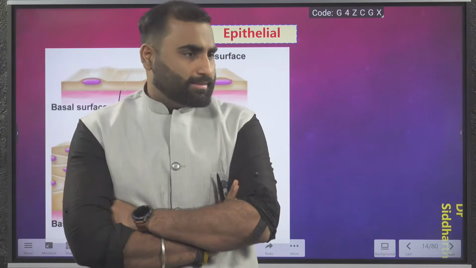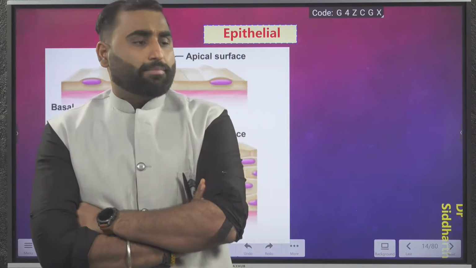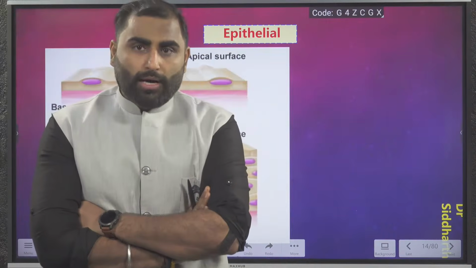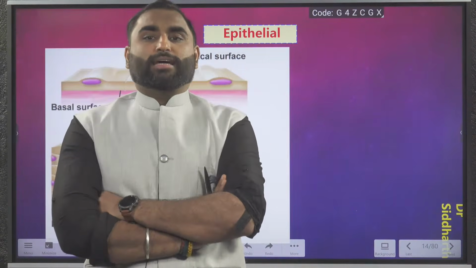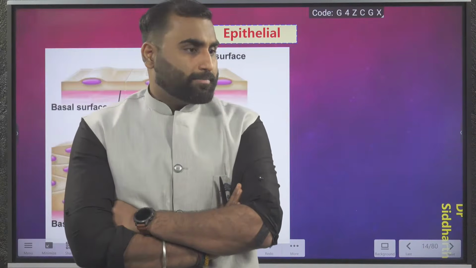Sir, my doubt, are matrix and blood not the same? See, blood is a tissue and blood contains blood cells and plasma. Plasma is a type of matrix, we will say.